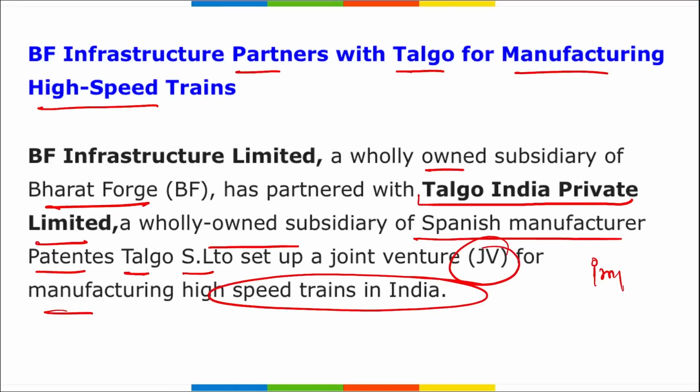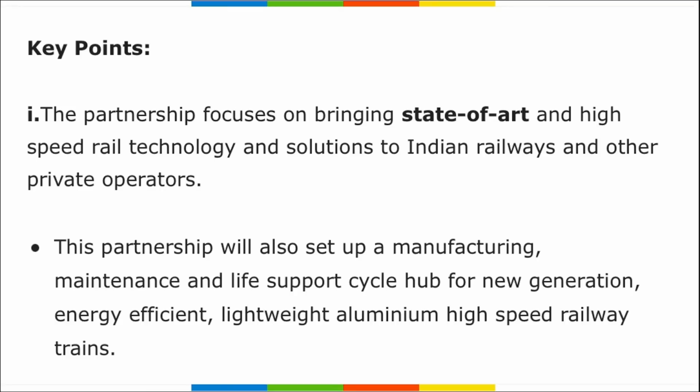Important and simple question. In order to develop high-speed trains in India, which two organizations have signed a joint venture? It was BF Infrastructure Limited and Talgo India Private Limited. They both have signed an agreement for developing high-speed trains in India. Simple and direct question, friends. Next, here you can see the partnership focuses on bringing state-of-the-art and high-speed rail technology solutions to Indian Railways and other private operators.